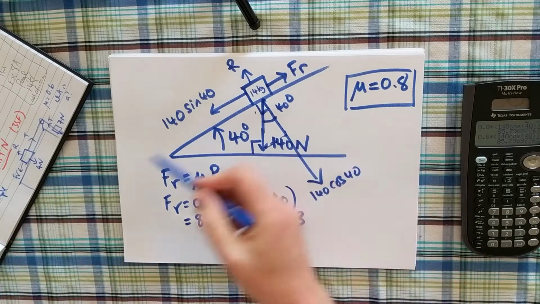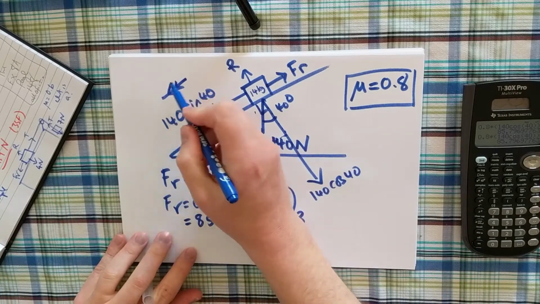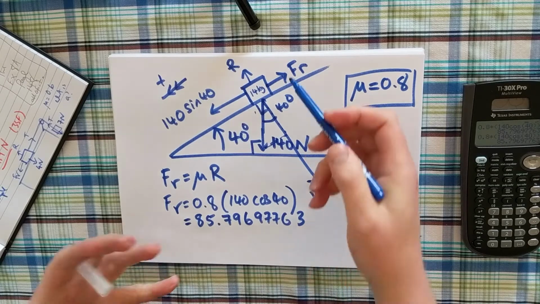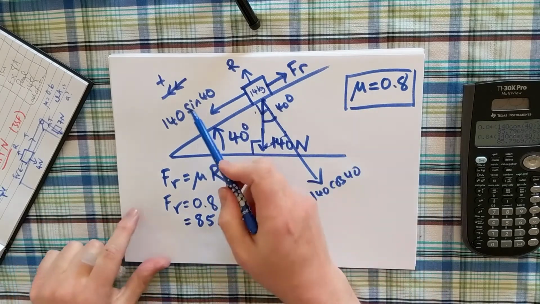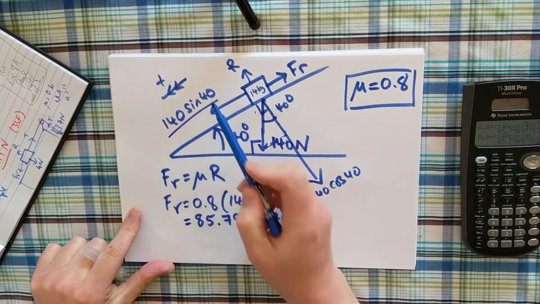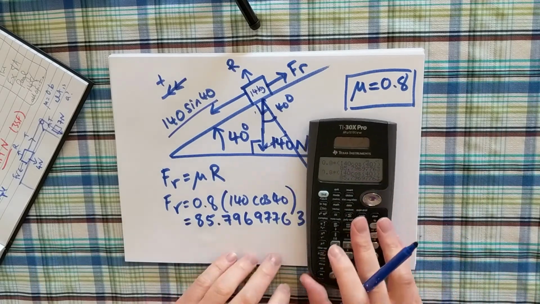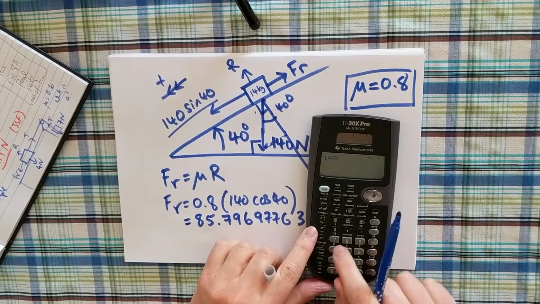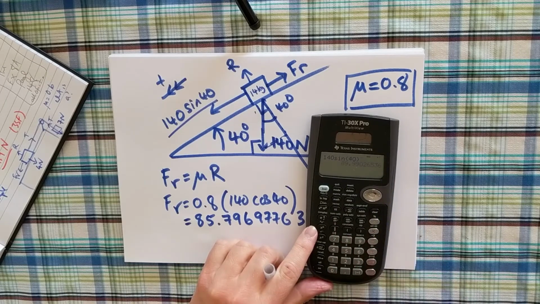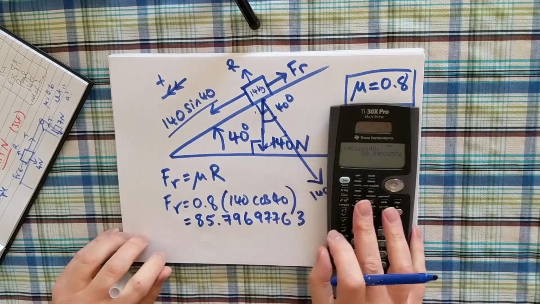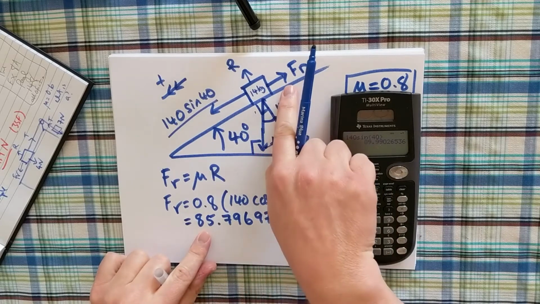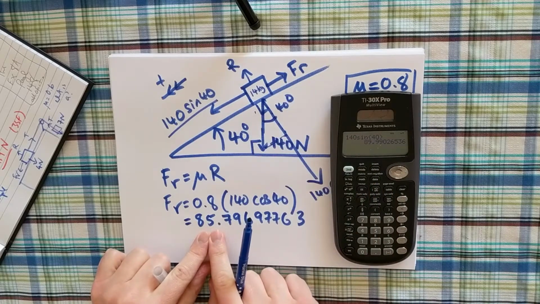Now, if I want to know the acceleration of this box, it's going down this way, that's the positive direction. It's being pulled down by the weight. It does have some friction, but the one that's pulling it down the slope here is 140 sine 40. And I'm presuming that's bigger than the friction. Let's have a look at that. So 140 sine 40 is 89.99. So it's a little bit bigger. The one that's going the opposite direction is 85.79.